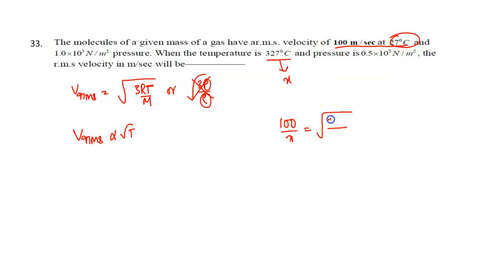Here it is given in degree centigrade, converted into Kelvin. 27 degree centigrade will be 300 Kelvin divided by 327 will be 600 Kelvin. So this will be 1 by root 2. So here x will be equal to 100 root 2. Root 2 value is 1.414. 1.414 into 100, so this will be 141.4 meters per second. Let us see the next question here.